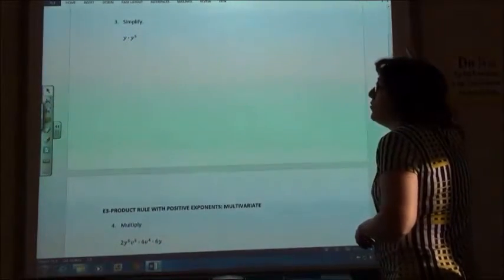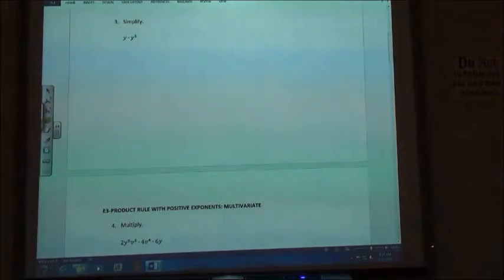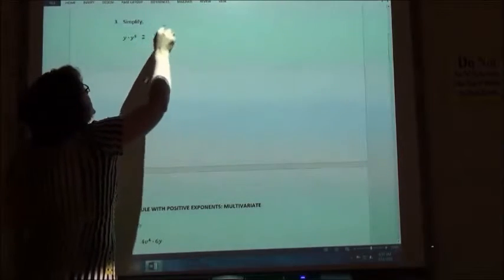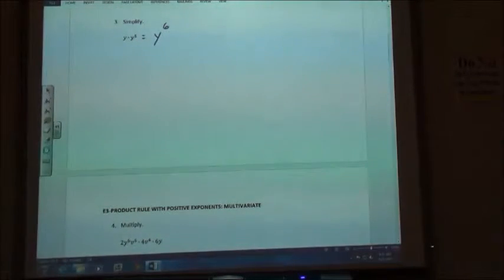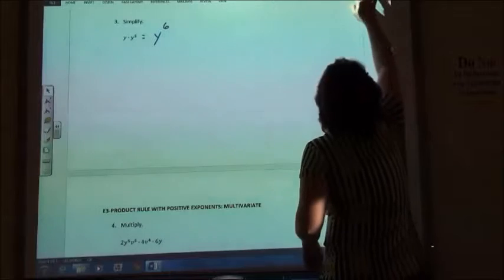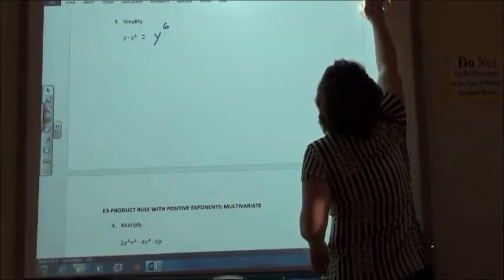So when I do the third one there, I'm taking y times y to the 5th. Y times y to the 5th, 1 plus 5, y to the 6th power. So when I multiply with the same base, I add my exponents. So now they're going to use that to simplify longer expressions.